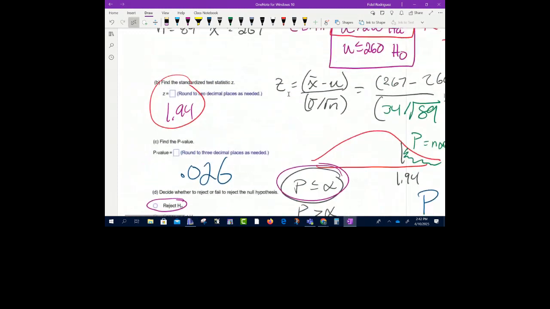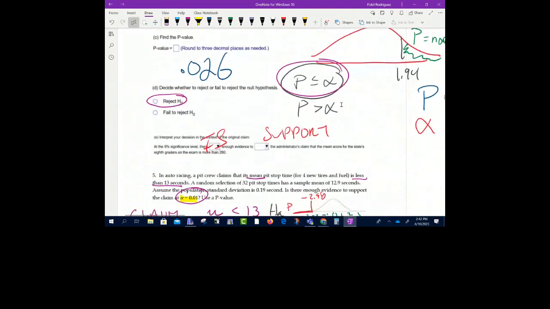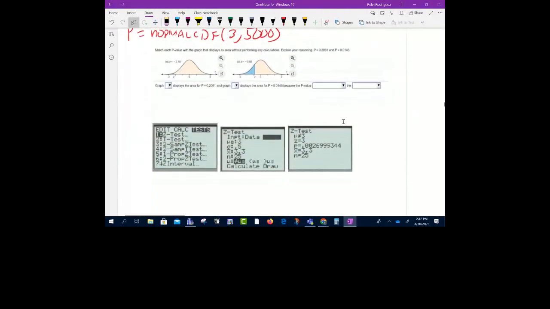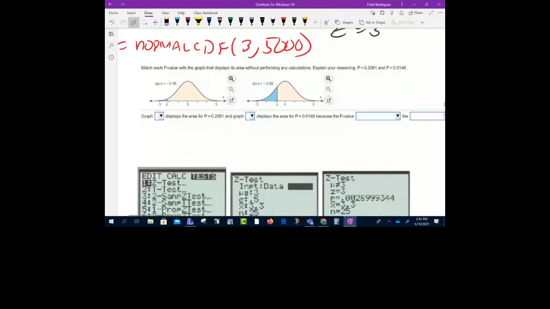When we did this one over here, see how my H-a is pointing to the right? Right tail test, right? So when it's not equal to, it's a two-tailed test. I just thought that the H-naught giving me an equal sign was always going to tell me it was a two-tailed test, but it has nothing to do with that. That's right.